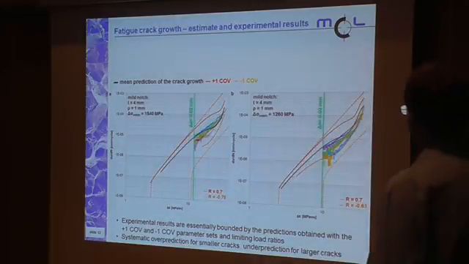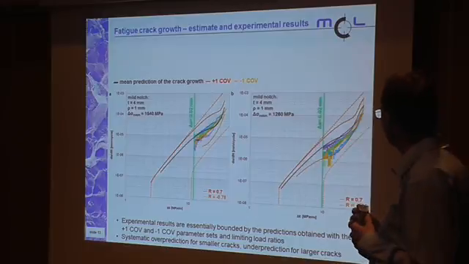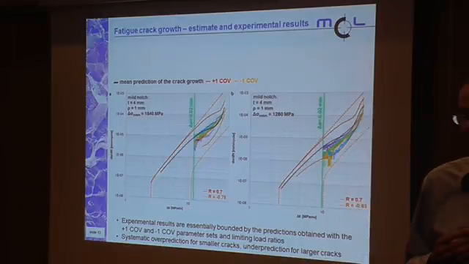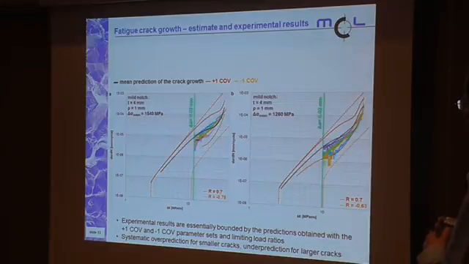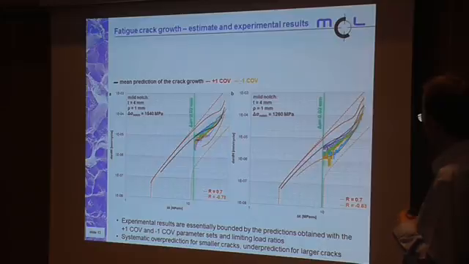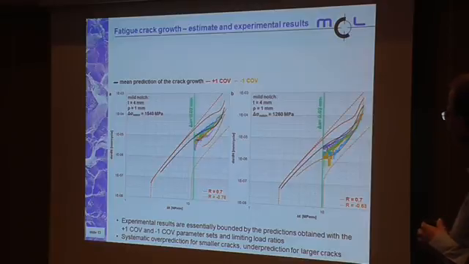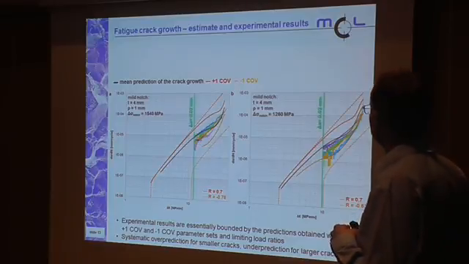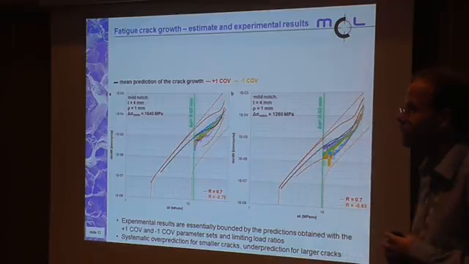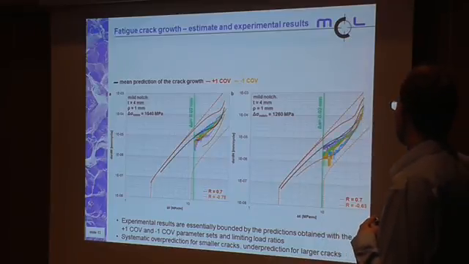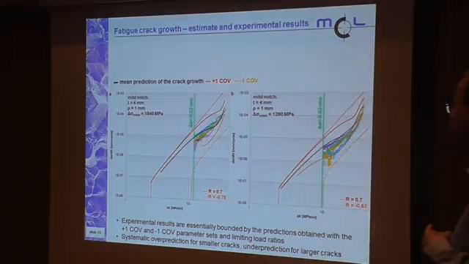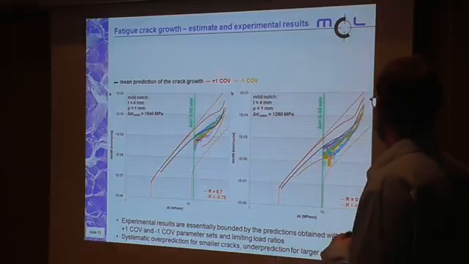So, with all that, we get a prediction, which is the black curve with the mean values of our regression model. And it compares, well, not too bad with the experimental results, which you see here in those bright colors. The interesting thing is now that the experimental results are bounded quite well by plus and minus 1 coefficient of the variation of the parameter values of the crack growth equation.